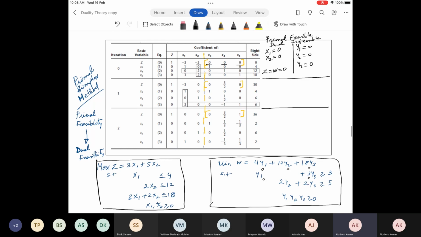Now let's look at the second iteration. What are the values of x1 and x2 in this iteration? x1 is still 0, x2 now has the value 6. Similarly, y1 equals 0, y2 equals 5 by 2, and y3 equals 0. Again, check which one is feasible and which is not. Of course, you already know the primal simplex always looks for feasibility. This has to be feasible.